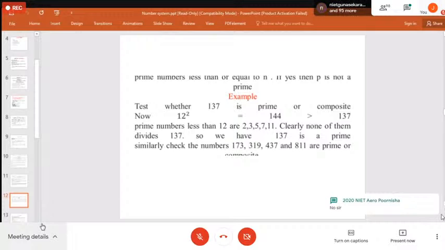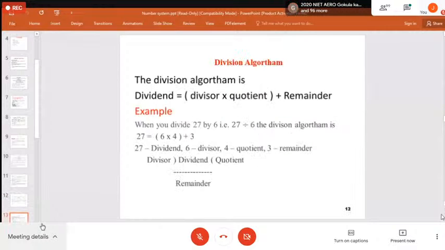If any one prime number divides 811, then we conclude that 811 is a composite number. This one is the prime test. This is one of the shortcut methods to identify whether the given number is a prime number or composite number. Okay. Next, division algorithm.